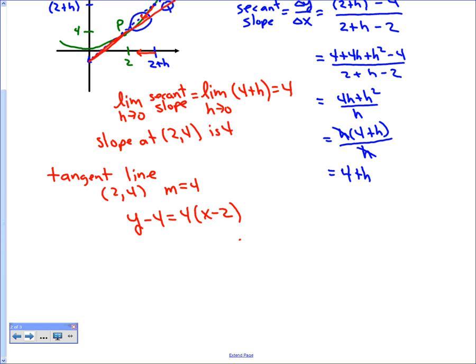You can check all this by graphing y equals x squared, and then graph y equals 4 times the quantity x minus 2, plus 4. We should see that the line does appear to be tangent to y equals x squared at the point 2, 4.